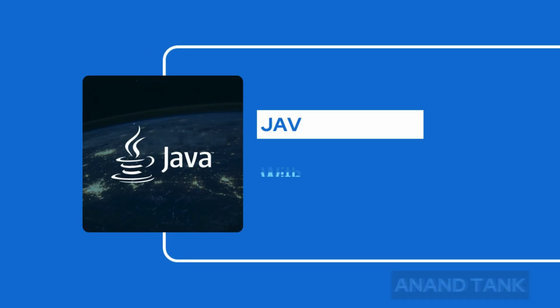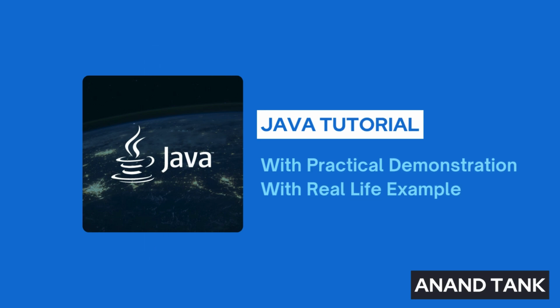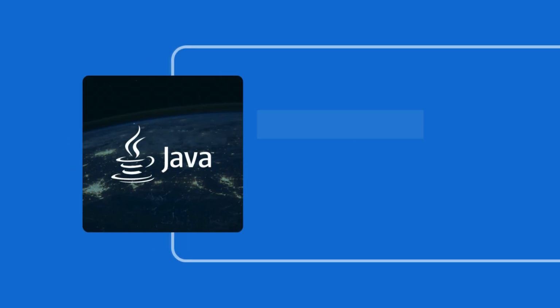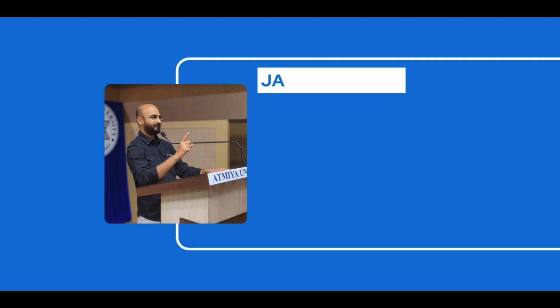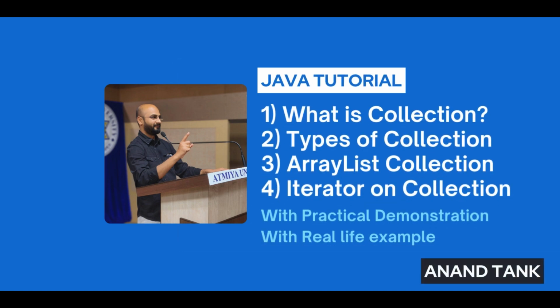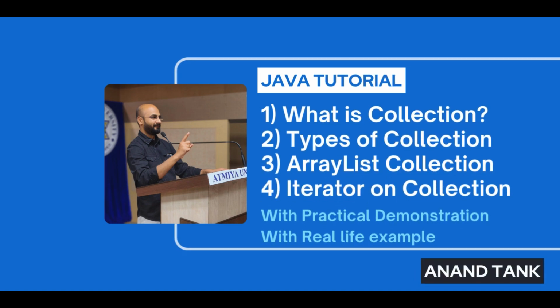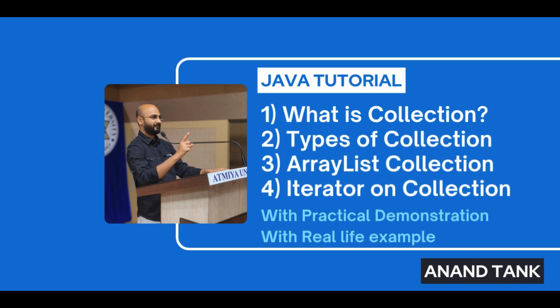In this video series, we are learning Java programming language with practical demonstration. In the previous video, we learned about local inner class, anonymous inner class and enum type practically. To learn that concept, please watch my previous video. Now, in this video, we will learn about what is collection, types of collection, ArrayList interface of collection, and iterator object practically. So, let's get started.